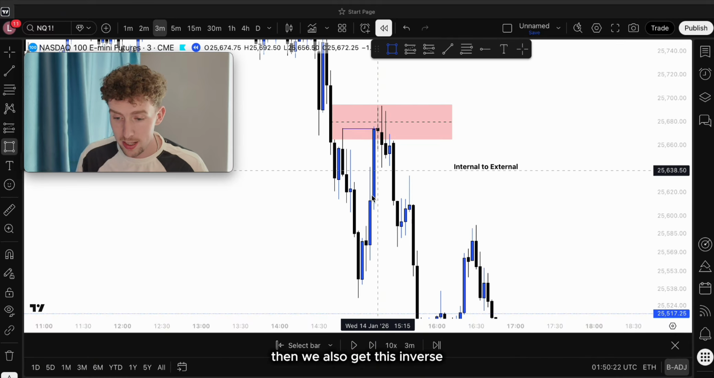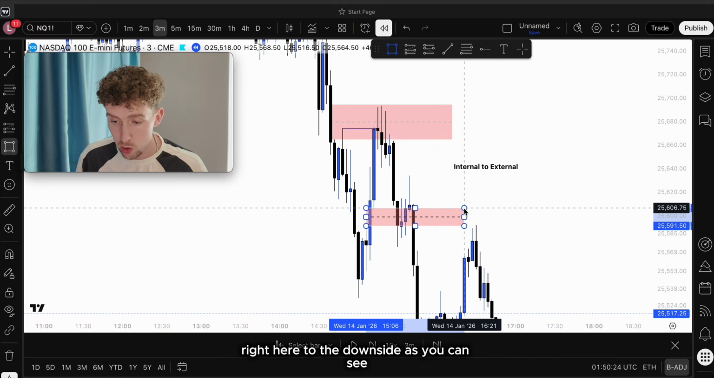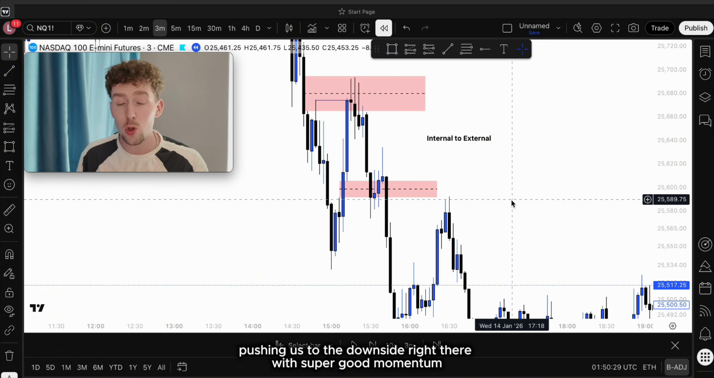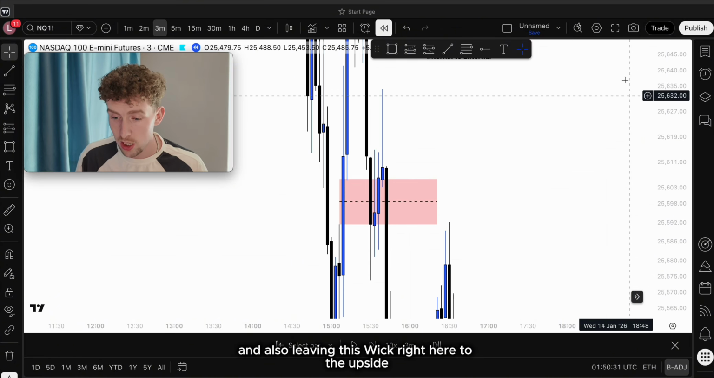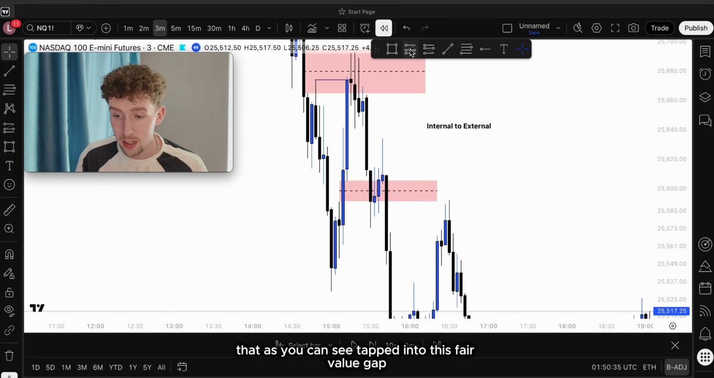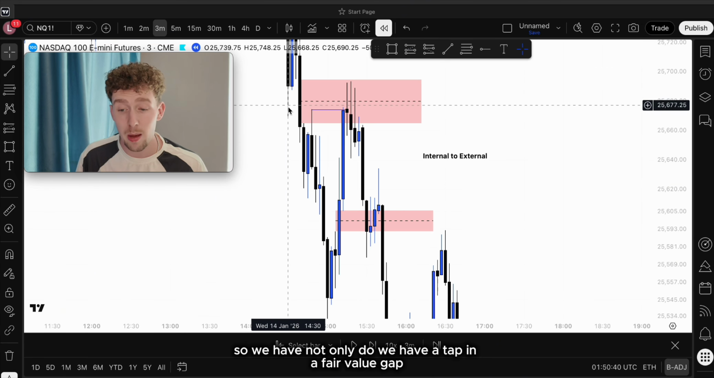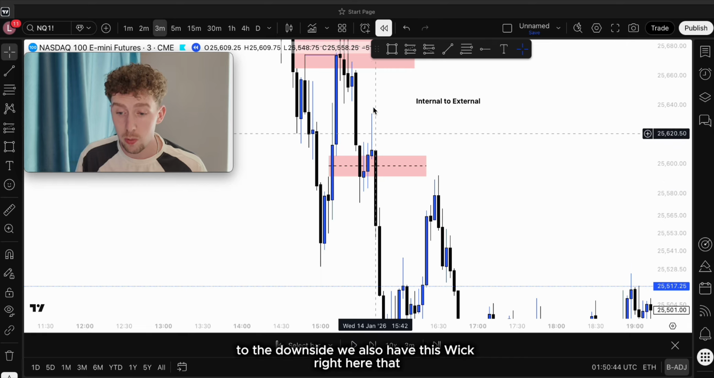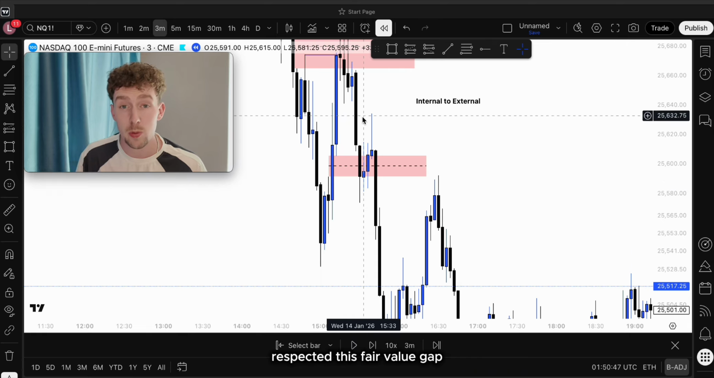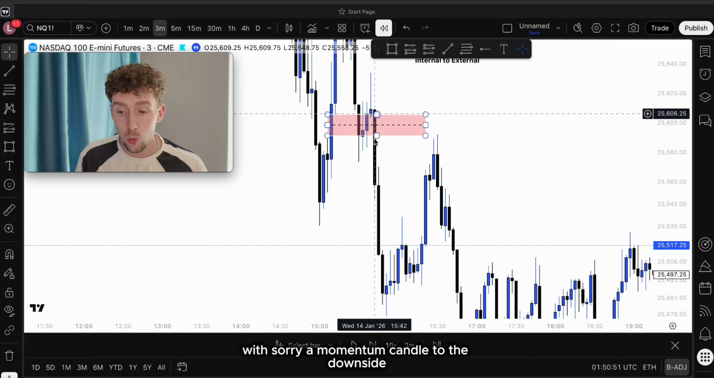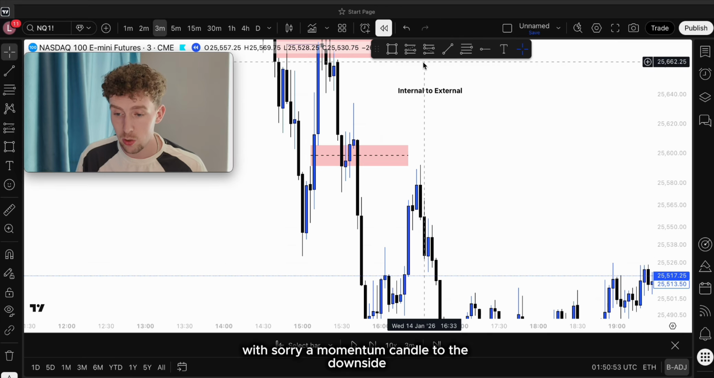Then, we also get this inverse right here to the downside, as you can see, pushing us to the downside with super good momentum, and also leaving this wick right here to the upside that, as you can see, tapped into this fair value gap. So not only do we have a tap in a fair value gap, we have a sweep inside a fair value gap, we have 2 inversions to the downside. We also have this wick right here that respected this fair value gap, showing us we're going lower with a momentum candle to the downside.